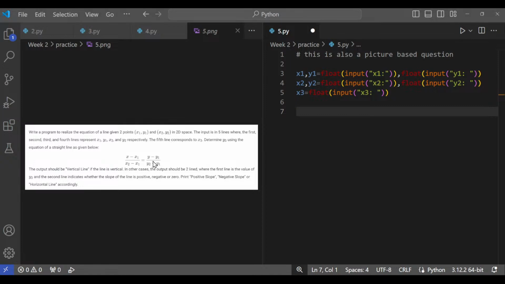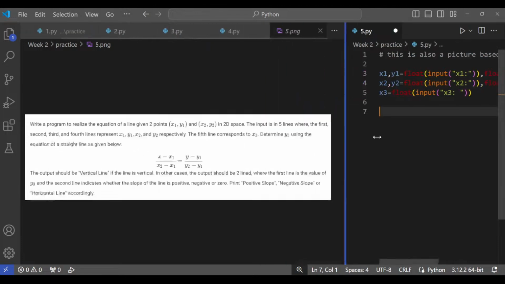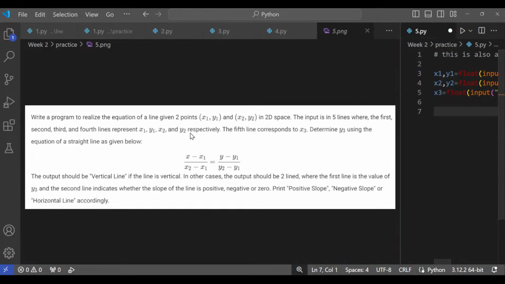Now, what the question says, let's read it. The input is 5 lines where the first, second, third, and fourth line represent this. The fifth line corresponds to x3. You have to determine y3 using the equation of a straight line. X minus x1, where we have x, that is nothing but x3. x3 minus x1 by x2 minus x1 equal to y minus y1 by y2 minus y1.